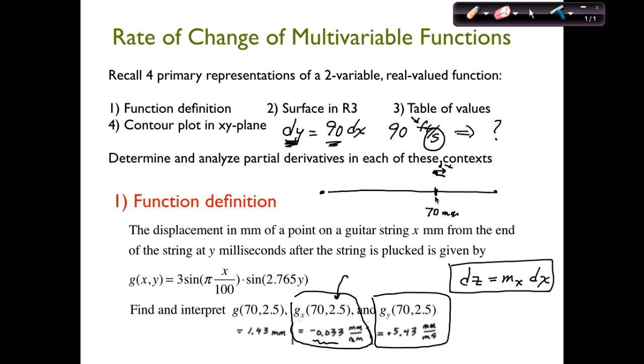So now we're going to fix the fact that we're at 70 millimeters down the string, and then what are we going to do? We're going to allow for a little variation in time this time. And then we're going to get a variation in displacement. And how much will that variation in displacement be? 5.43 times as much as the variation in time that you picked.